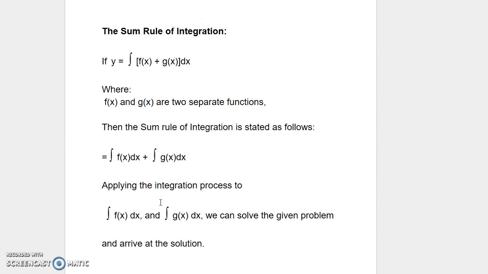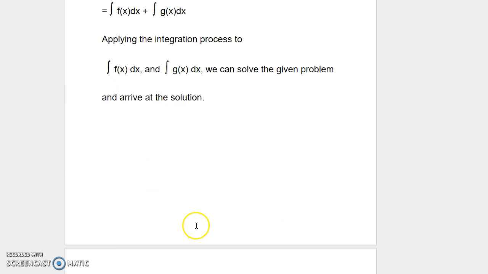Let's look at the next rule. The next rule is called the sum rule of integration. If y is equal to integral f of x plus g of x dx, where f of x and g of x are two separate functions, then the sum rule of integration is stated as follows. Integral f of x dx plus integral g of x dx. We can integrate each one of these functions separately as shown here. Applying the integration process to f of x dx and g of x dx, we can solve any given problem and arrive at the solution. We will solve example problems related to the sum rule of integration in my next video presentation.